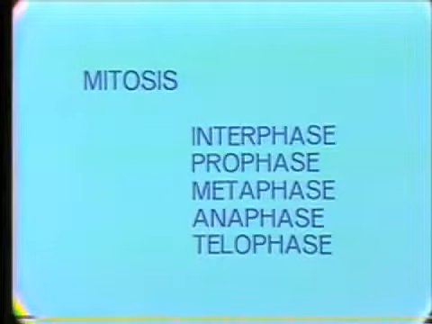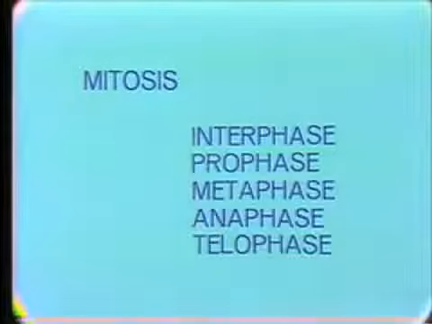In summary, mitosis is characterized by 5 phases. Interphase, which is a resting phase. Prophase, where we have a darkening and duplication of the chromosomes. Metaphase is where the chromosomes line up on an equatorial plate. Anaphase, the division of the chromosomes. And telophase, the final phase, the budding off into 2 daughter cells. That concludes our discussion of mitosis.